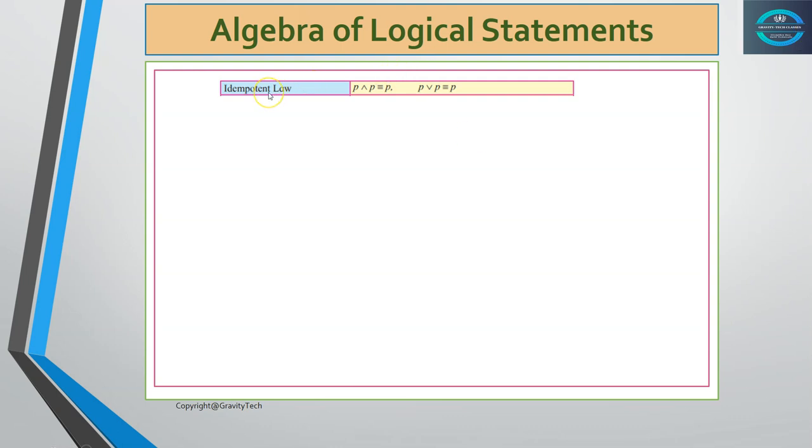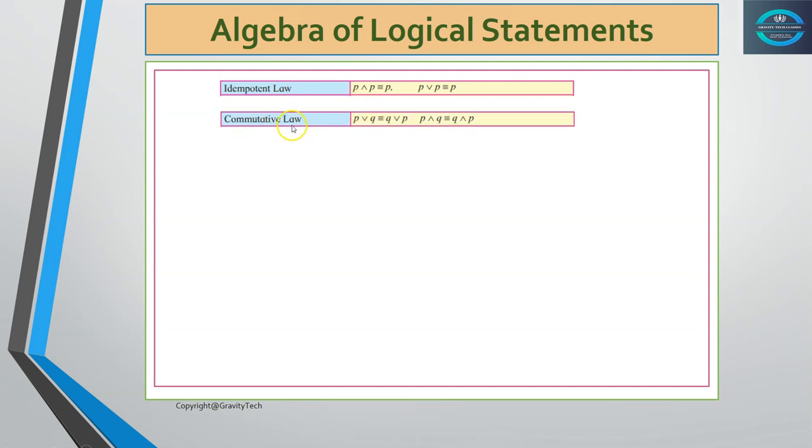So see, first is the idempotent law. Idempotent law means an operation done with itself, right? So P and P will always be P, and P or P will always be P. These are called idempotent laws, meaning an operation with itself.